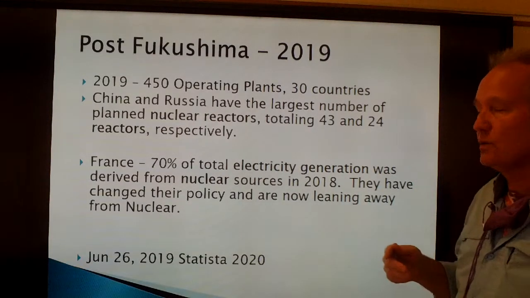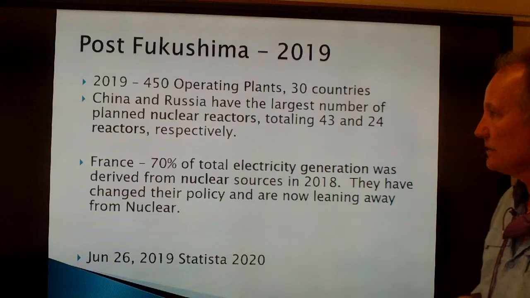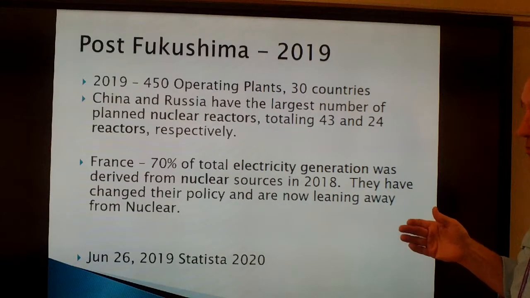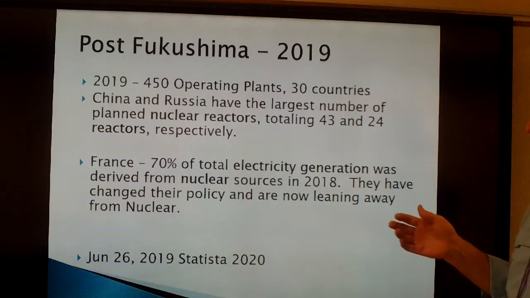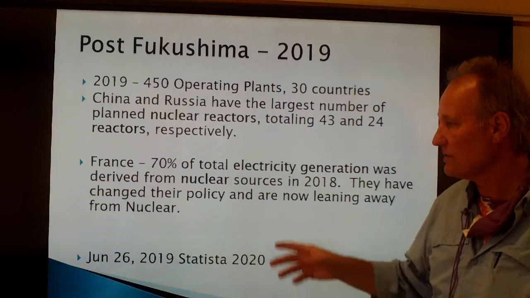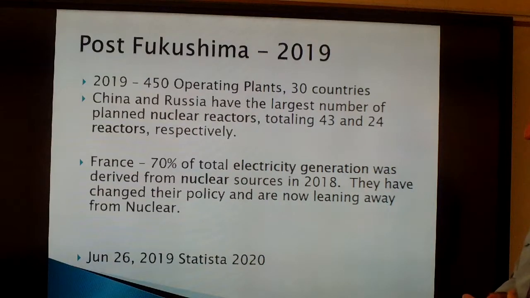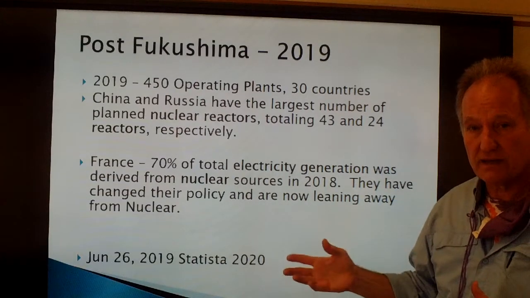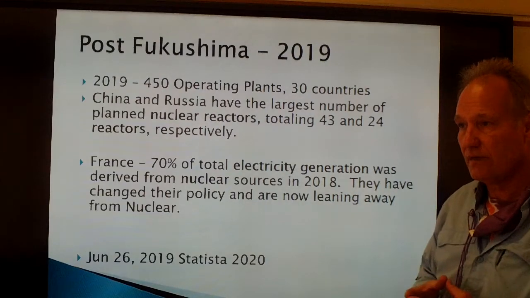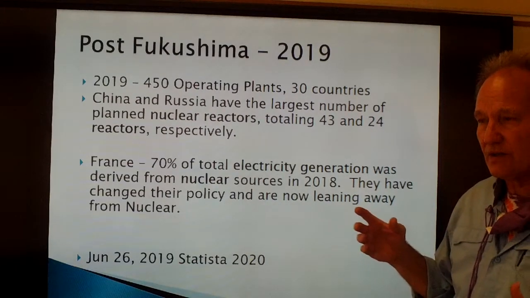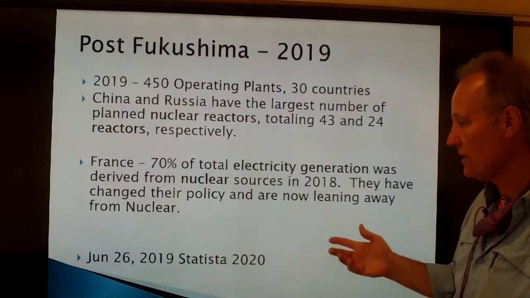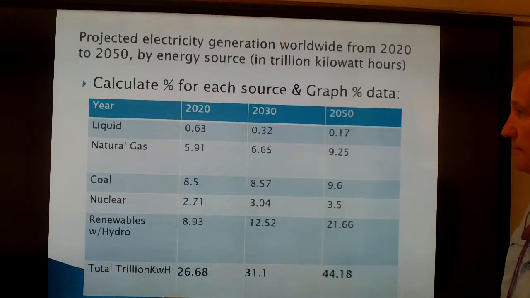Okay, so what happened after that? In 2019, China and Russia have the largest number of planned nuclear reactors, and they are rethinking that very, very closely. France, which had about 70% of its total electricity generation derived from nuclear sources in 2018, they have certainly changed their policy and are going to rely less on nuclear after this kind of event, although tsunamis are not likely in France, but nonetheless any kind of earthquake could have caused some of these types of problems.